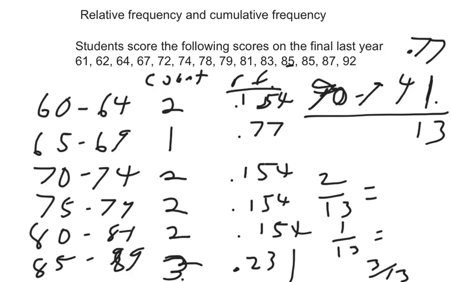So if I made a relative frequency graph, it looks just like our histogram, except for on the left side, instead of writing counts, we write down relative frequencies. And this should have been 0.077, just to make sure that we're all on the same page.